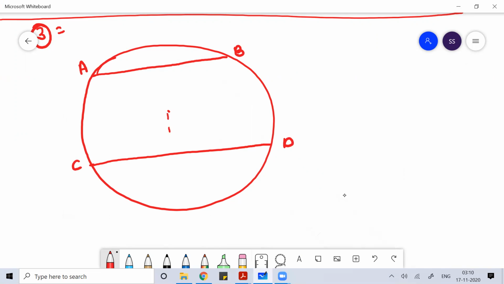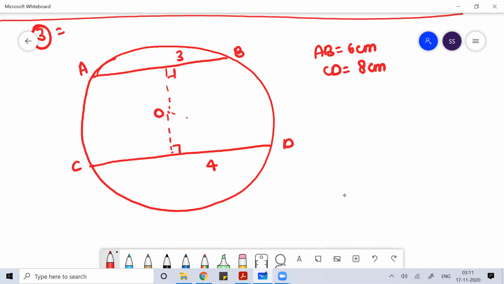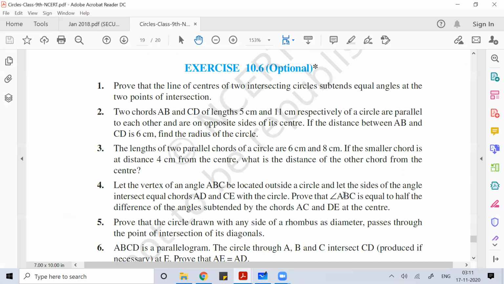So you again draw the perpendicular line from the center. This would be 4. This would be 3. AB is 6 and CD is equal to 8 centimeter. Suppose this is center O, this is R, this is R. Same similar type of question which we did before.